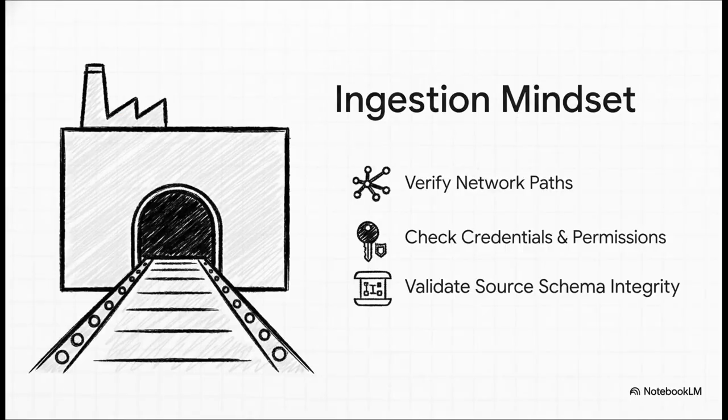So, the big takeaway for this first stage? It comes down to a simple but really powerful checklist. Is the network path clear? Are the credentials correct? And is the structure of the data exactly what you expect? You nail these three, and I promise your raw materials will make it through the front door every single time.